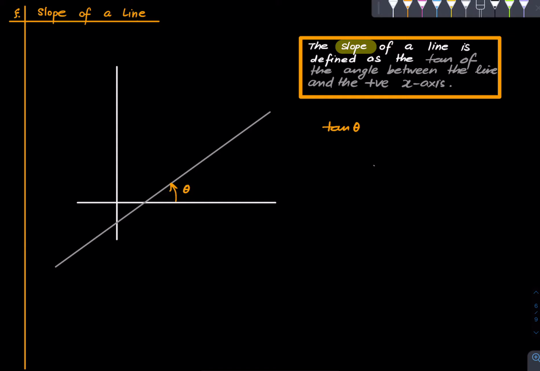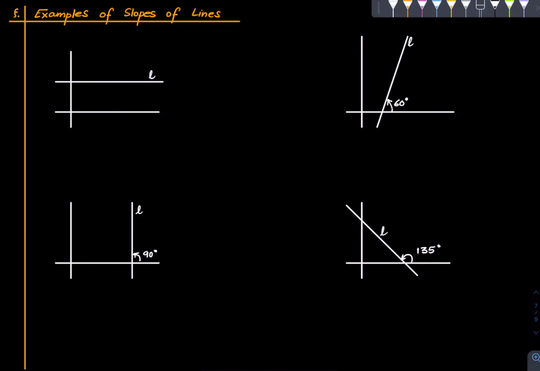Okay. So let's see some examples. So here my line is horizontal, and therefore here the slope is 0. Generally we write m to denote slope, so m is 0 here because tan 0 is 0. Here m equals tan 60, which I believe is root 3. Yeah, it is root 3 by 2 divided by half. It is root 3.